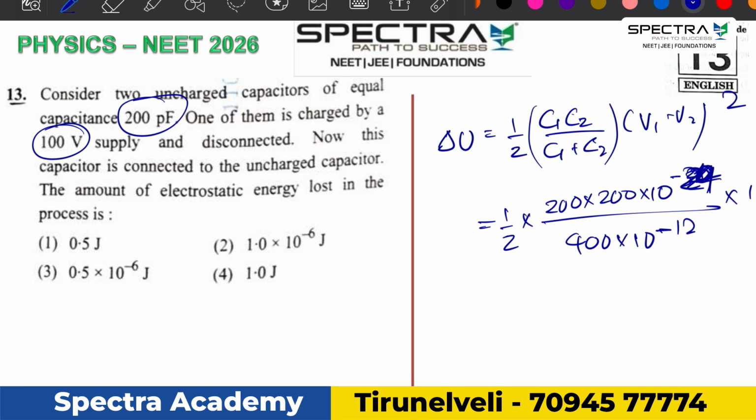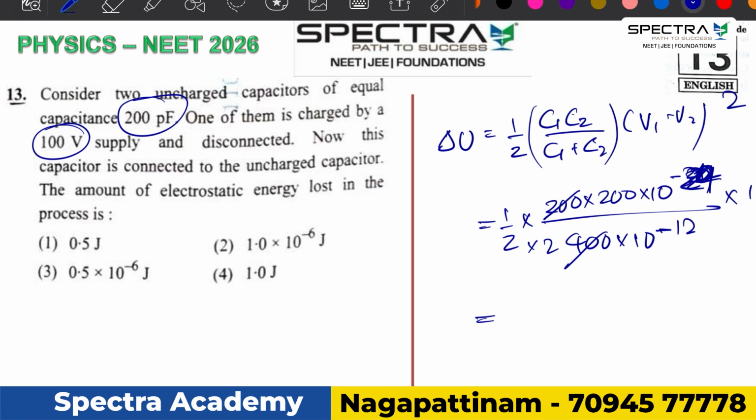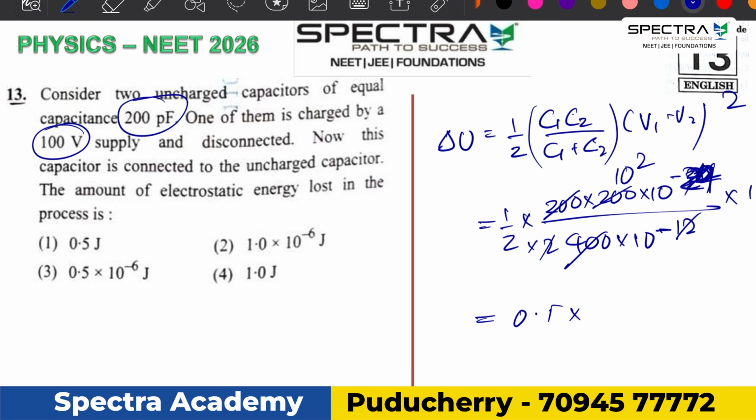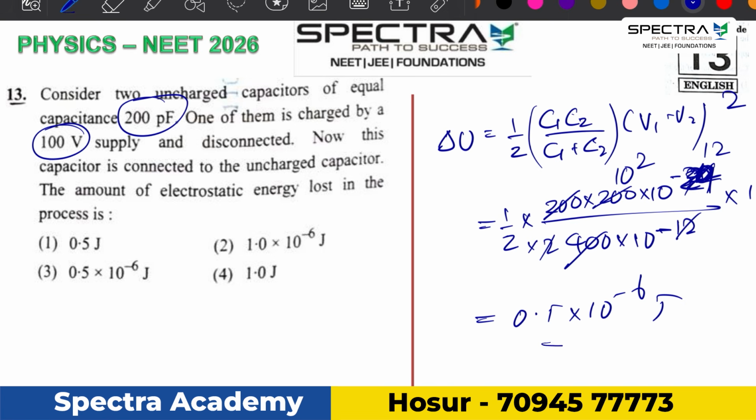So 10 power 4 will be coming. So 400, this 200 I can cancel, 1 2 I can cancel here. So this will become 10 power 2. So 0.5 into this will become 10 power minus 12 into 10 power minus 6 joule. Direct answer. Option 3 is the right answer.